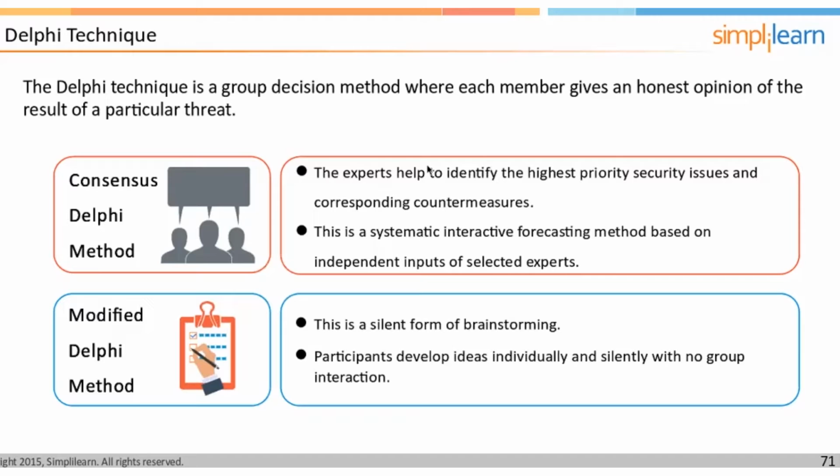So they don't know who else is participating in the group, and that helps them provide an honest opinion without anybody looking down on them. Okay, so in this case, Delphi, what happens is there is a central coordinator, a central person who coordinates with all of these various participants, and these participants do not know each other. When they're anonymous, they don't know who all are participating, and they directly interact with the coordinator, and they can give their honest opinion.